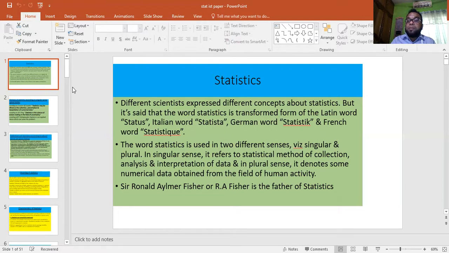You know the Bengali word for statistics is porishankhan. This porishankhan was coined for statistics by the Indian statistician P.C. Mahalanobis. That is, the Bengali meaning of statistics, porishankhan, was named by the Indian statistician P.C. Mahalanobis, that is, Prashanta Chandra Mahalanobis. Bangladeshi statistician Ghulam Mostafa first started the statistics department in Dhaka University.